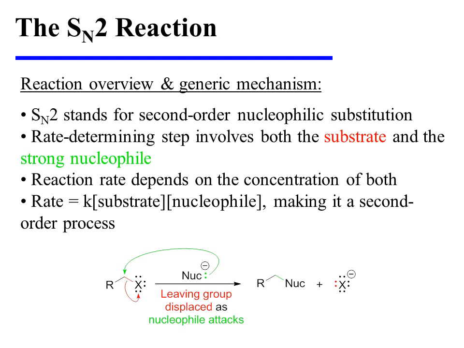The rate-determining step mechanistically involves both the substrate as well as the strong nucleophile. Therefore, the rate of the reaction depends on the concentration of both of these species, making it a second-order process.